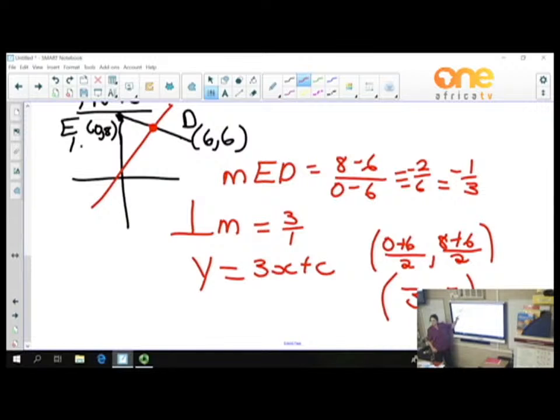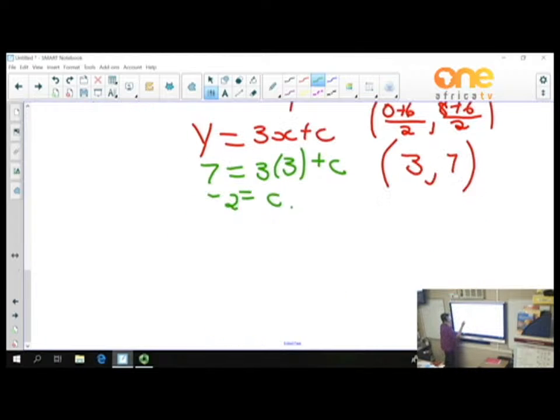Look at the picture. Can you see how the picture is helping you? So I would advise you to draw those pictures to be able to see what is going on. So if I substitute that midpoint in there, 7 is equal to 3 times 3 plus C. So what is the value of C? -2. Okay, so that means the equation of the perpendicular bisector is now y is equal to 3x minus 2.